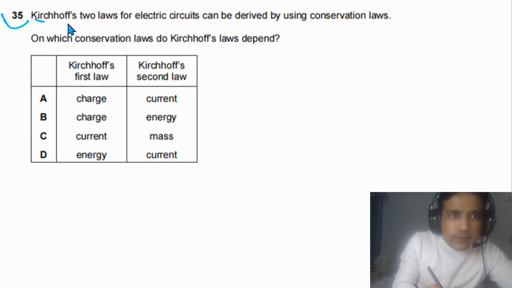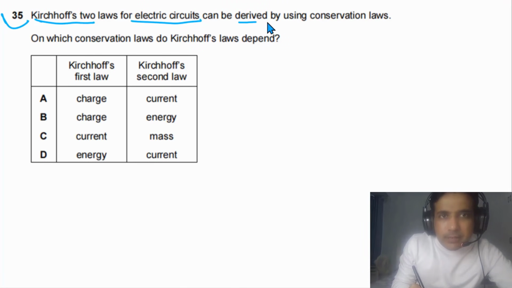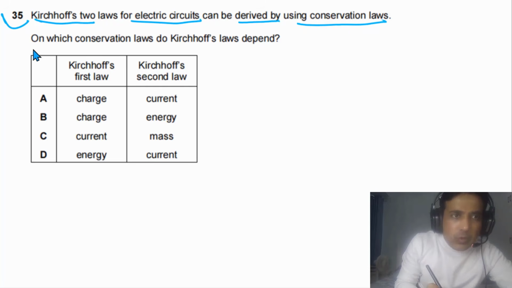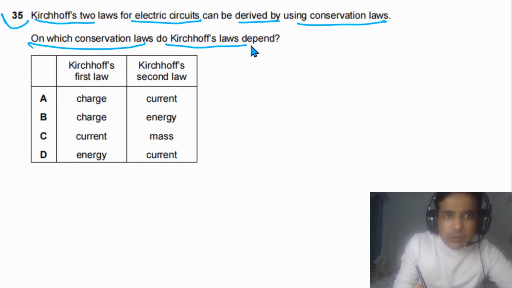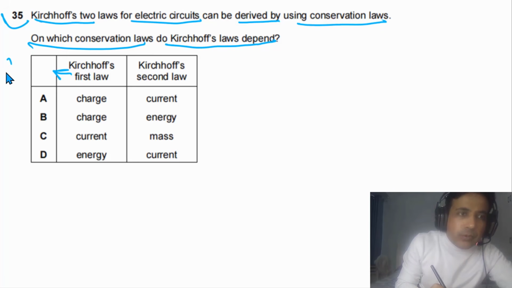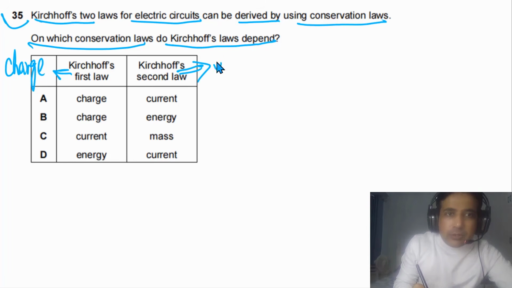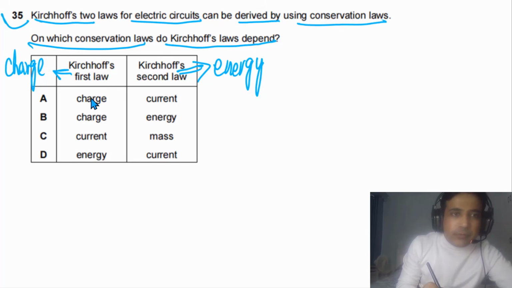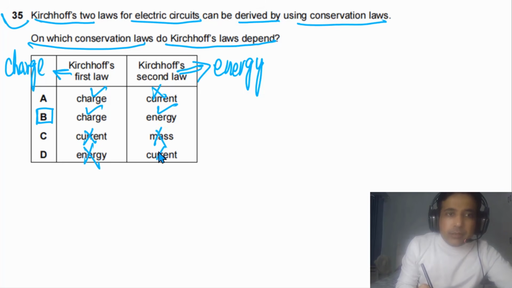Question 35 says Kirchhoff's two laws for electric circuits can be derived by using conservation laws. On which conservation laws do Kirchhoff's laws depend? So we need to understand Kirchhoff's first law is based on conservation of charge, and the second law is based on conservation of energy. If you look at the given options, this one is correct, but this is incorrect. If you look at option B, this is correct, this is also correct. So the answer for this question is B. C cannot be the answer. D also cannot be the answer.